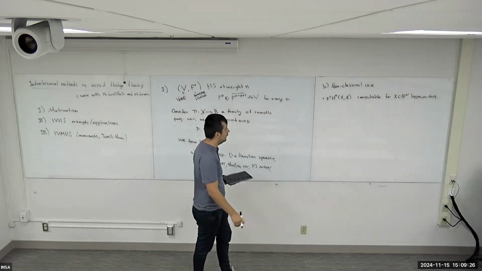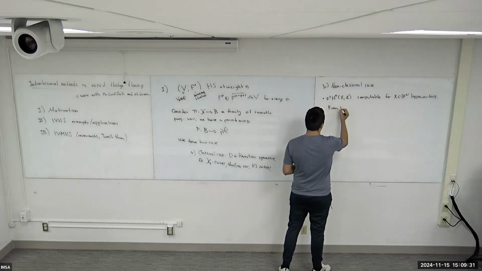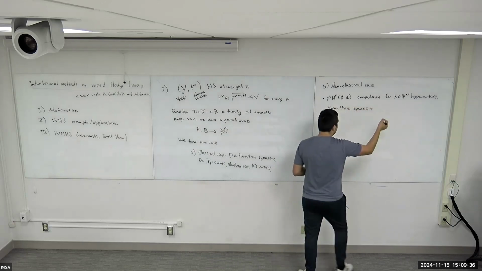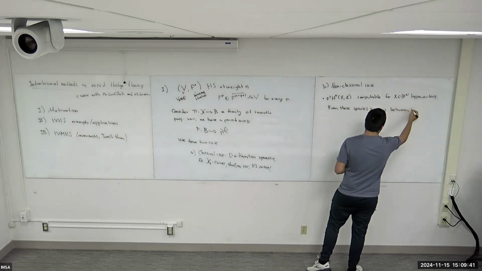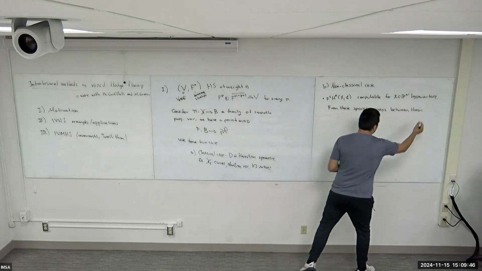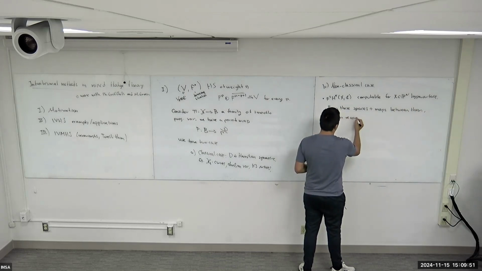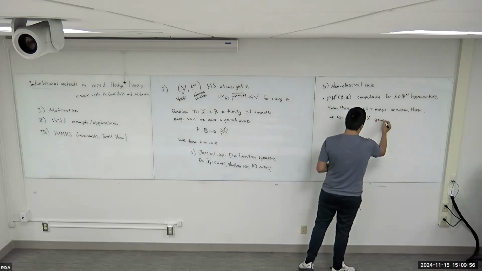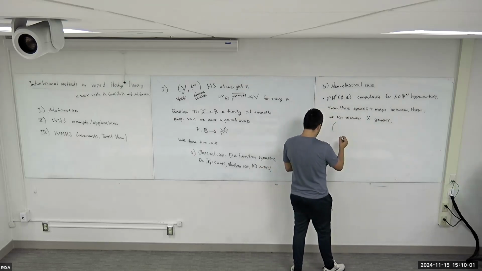So we usually do that via the Jacobian ring, and from these spaces, those maps between them, we can recover X generic. So this is the so-called generic Torelli theorem.